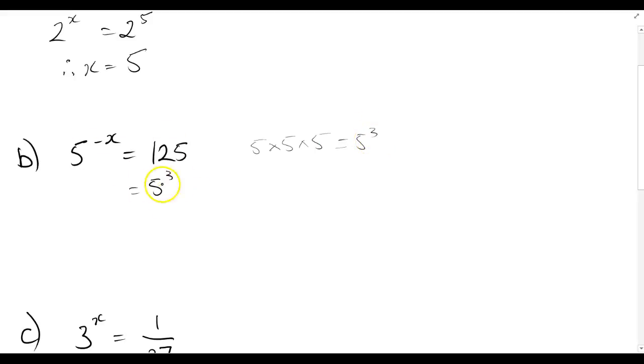So back to the problem. If I know that can be written with a base 5 as 5 to the power of 3, then 5 to the negative x is going to equal that. Therefore, negative x equals 3, or we'll typically want answers in positive x, so x will equal negative 3. So there's our answer to B.